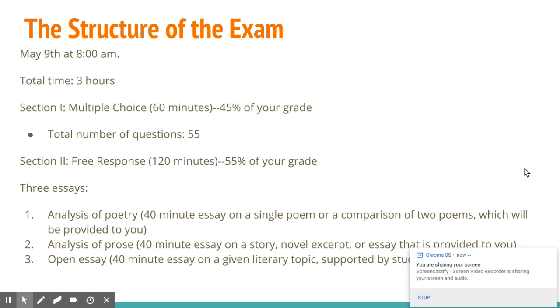And it's a good idea to say about 40 minutes per essay, bearing in mind that on those first 2 essays you are going to have 2 cold readings. So you'll have a cold short story and you'll have a cold poem that you haven't seen before.